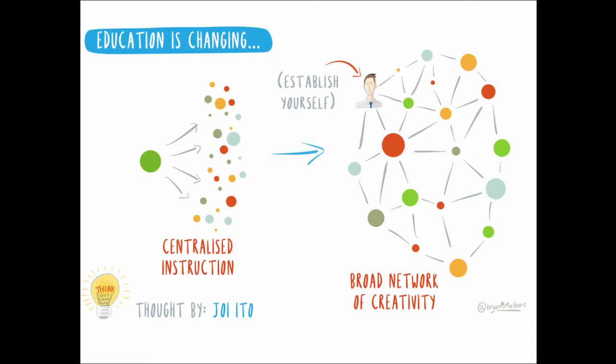Okay, now let's take it one step further at this point in time. I'd like you to take a look at this image here that I absolutely love. This is an image by Brian M. Mathers, and you can follow him on Twitter at Brian M. Mathers. It's an illustration that he drew that is referencing a thought by Joy Ito. You can also follow him on Twitter, by the way, at Joy. And he's titled this "Education is Changing."